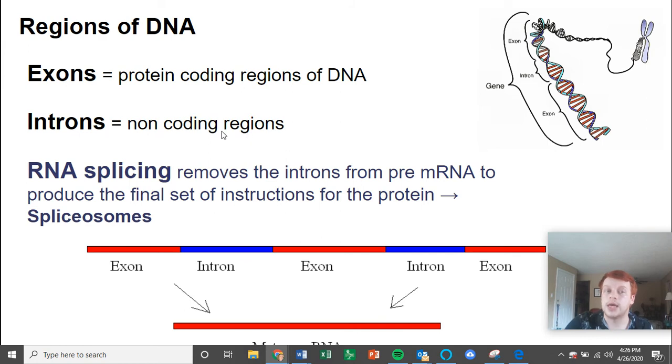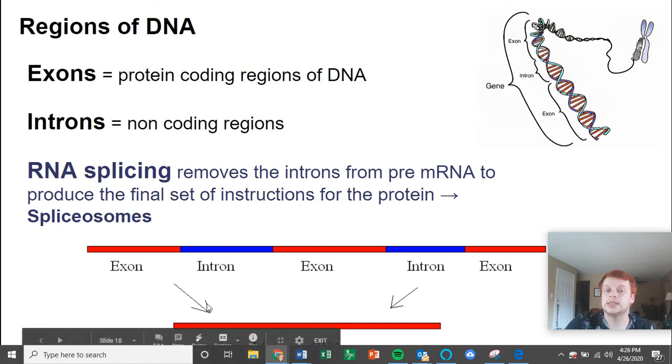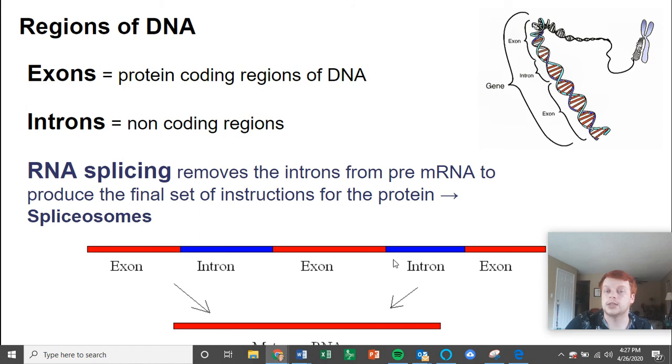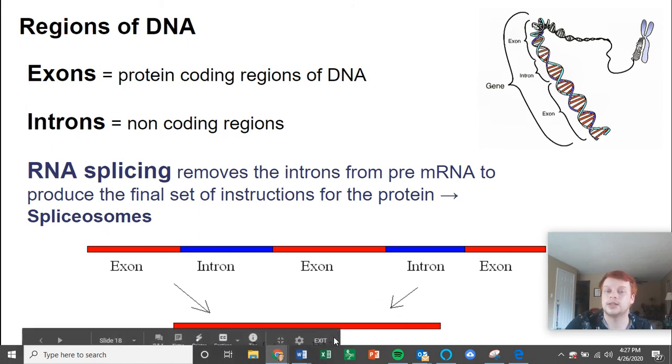So because of that, the RNA has to splice or be put together. So it removes the introns. Remember, that's the part that's not coding for a protein. And then it splices together just the exons here to produce something usable for the ribosome. So the molecules responsible for cutting out these introns are called spliceosomes because they are splicing the exons together.